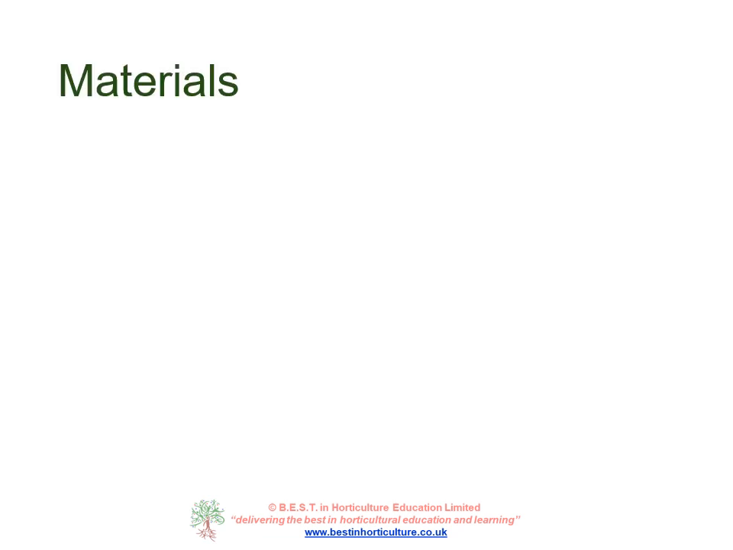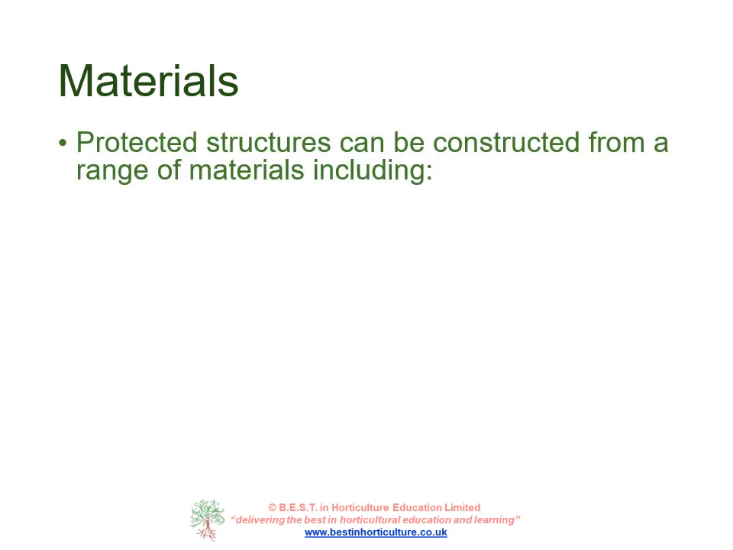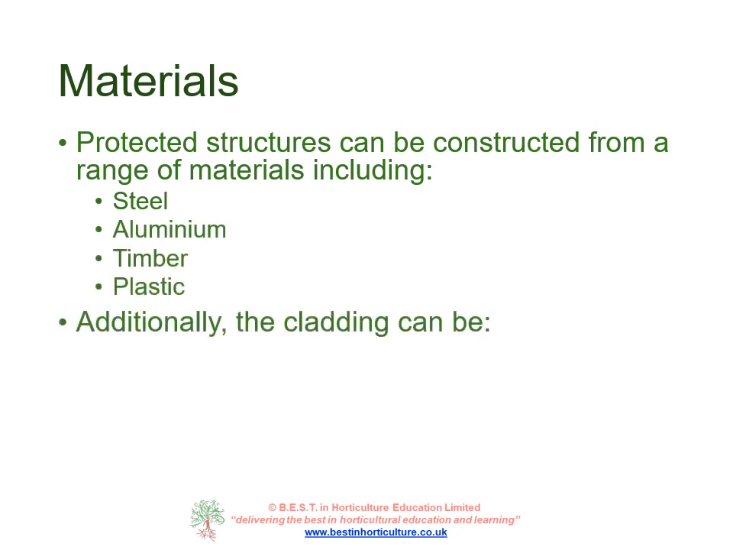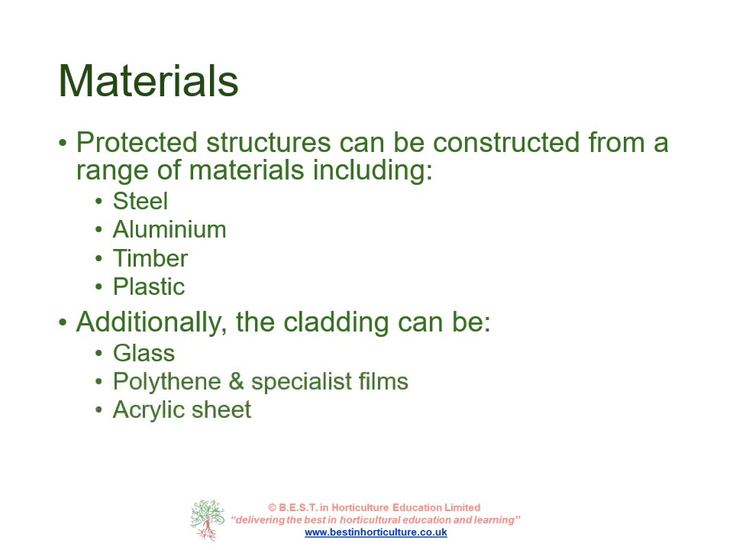We next need to consider the materials from which protected structures are made. Protected structures can be constructed from a range of materials, including steel, aluminium, timber, plastic, and additionally the cladding can be glass, polythene and specialist films, acrylic sheet, and twin wall polycarbonate. So we'll briefly take a look at each of these.